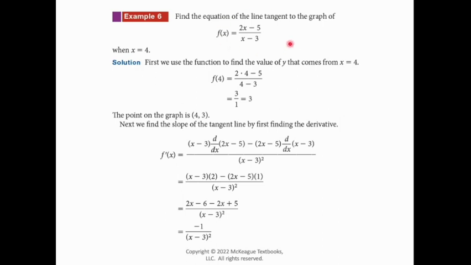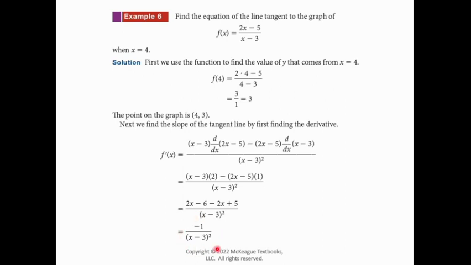Because this is a quotient, we're going to use the quotient rule. So we're going to take the derivative of the top times the bottom, and then subtract the derivative of the bottom times the top, and put that all over the bottom squared. When I take the derivative of 2x plus 5, we get 2. When we take the derivative of x minus 3, we get 1. So then once we distribute and clean up the top, we get negative 1 over (x minus 3) squared.